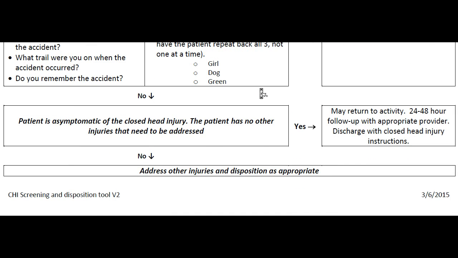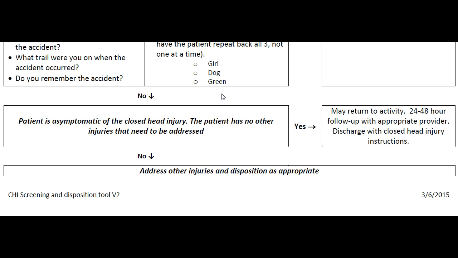If they don't have any findings that make you think about a closed head injury, a concussion, they're completely asymptomatic, well, you're not necessarily done at that point. So this is not going to be uncommon for you. You're going to have the parent who said, you know, my kid took a big hit and whacked his head and seems fine, but can you check him out?